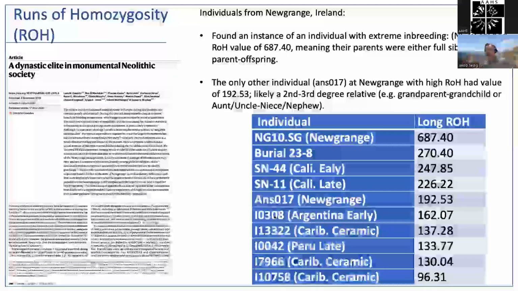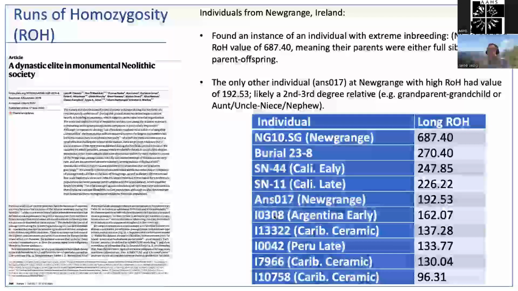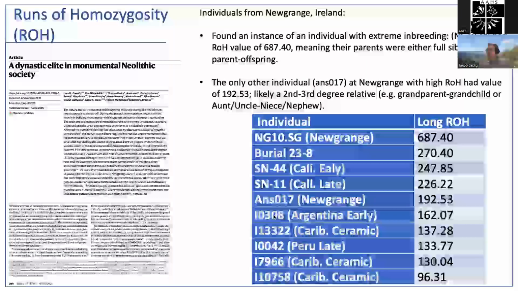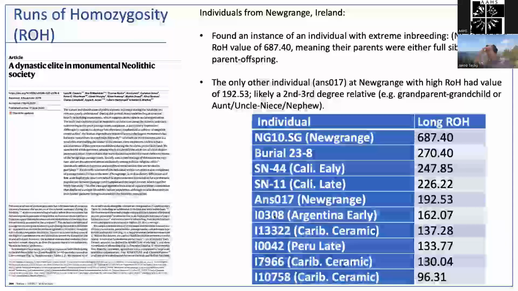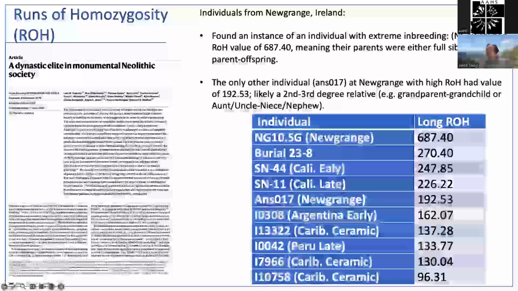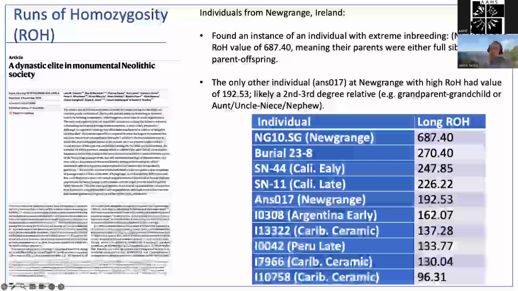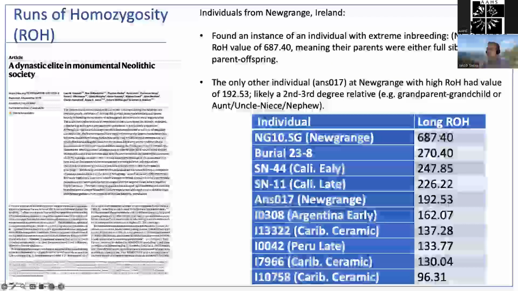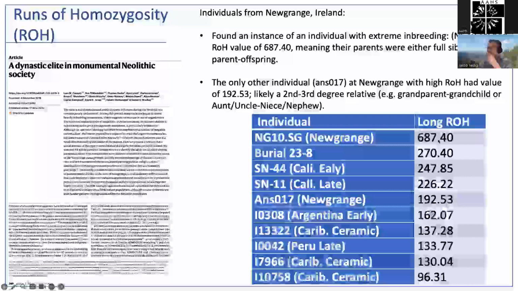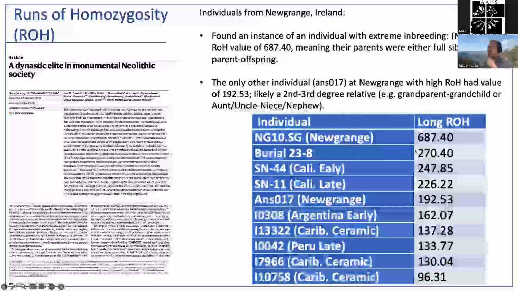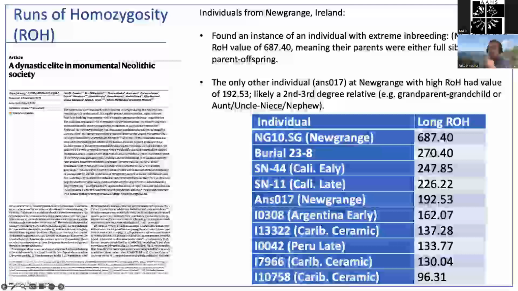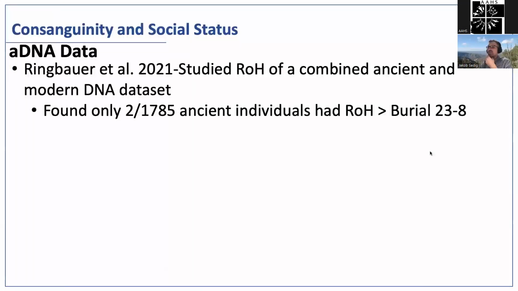But as all of this is coming together, we started doing research on these runs of homozygosity values that have been published globally for ancient DNA. And at the time that this paper was studied, there was really only one other individual from Newgrange, which is a Neolithic shaft tomb, really cool site in Ireland. And there was an individual whose parents clearly were siblings, had a long ROH of 687. Again, this individual from Paquimé, burial 23-8, has one of the highest values that's been published in all of the ancient DNA literature. His parents were very closely related. It turns out that that's rare.